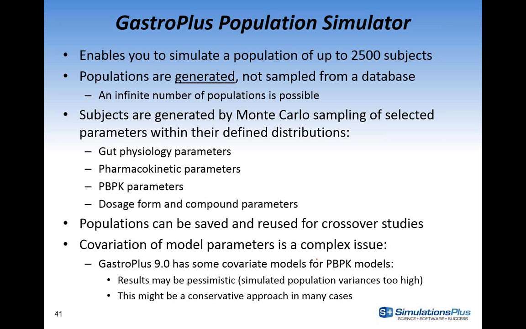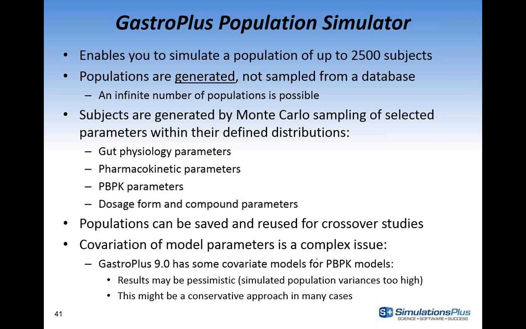In this case, we've already defined what our variability in dissolution rate is, so I'm not actually doing any population simulations based on the dosage form. I'm just using the ranges that we've already ascribed. Populations can be saved and reused for crossover studies, and that is what I did in this case. So I used the same population and tested these virtual tablets on the same populations to see what the effect on bioequivalence would be.